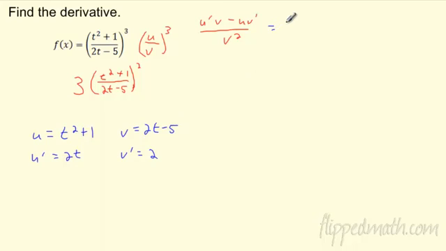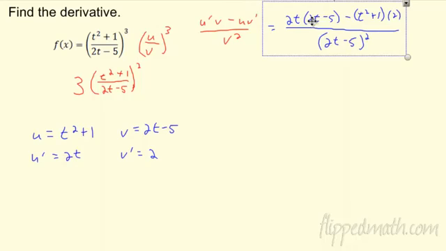Then when I plug it in here, u prime is 2t. Times that by v, we got 2t minus 5. We're going to subtract u, which was t squared plus 1. And what is v prime? v prime is just a plain old 2. All of this goes over v squared, which was what? 2t minus 5, squared. There it is right there. Holy cow. That is just the derivative of the inside right there.